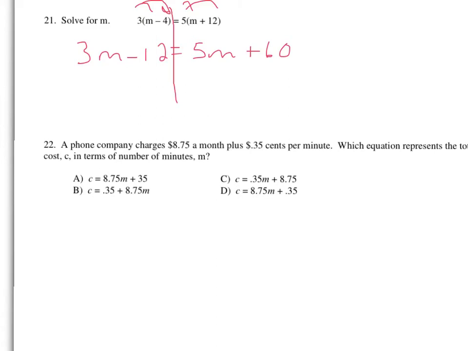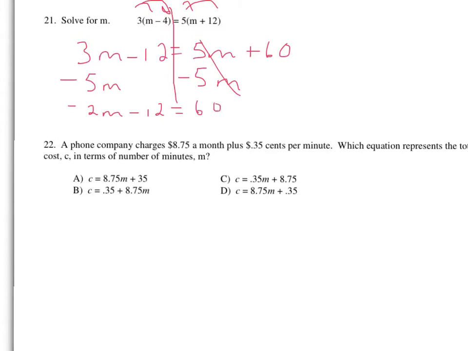There's nothing I'm going to combine on each side, so now I need to move things back and forth across the equal sign. I need the letters on one side and the numbers on the other. So I start with the letters. I'm going to move the 5m to the other side, from here to here. To move it to the opposite side, I have to do the opposite operation. So instead of adding 5m, I'm going to add a negative 5m, or subtract 5m. So minus 5m. So 3 plus a negative 5 is negative 2m minus 12 equals 60.